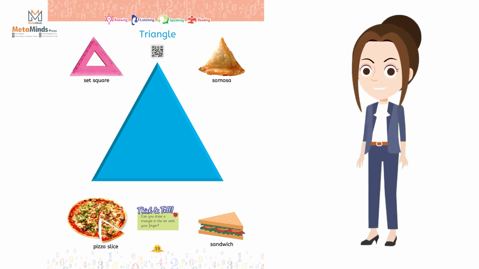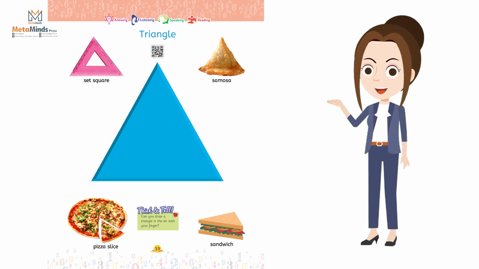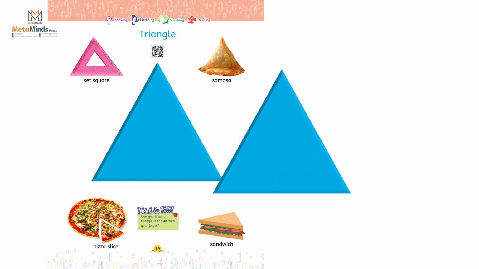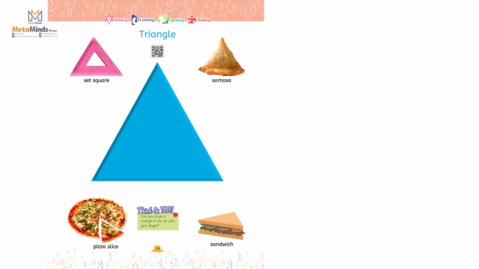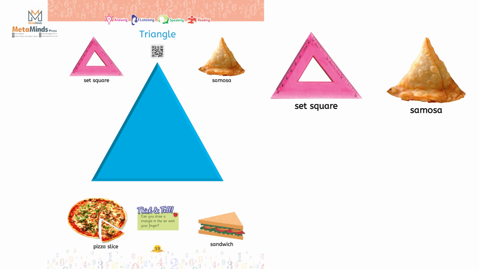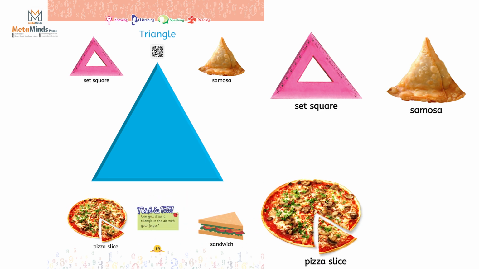Let's see our next shape. It's a triangle. Wow, a lovely shape. Our triangle has three sides and three corners. These are some relevant things with triangle: a set square, a samosa, a pizza slice, and a sandwich. All the eatables are in this shape.